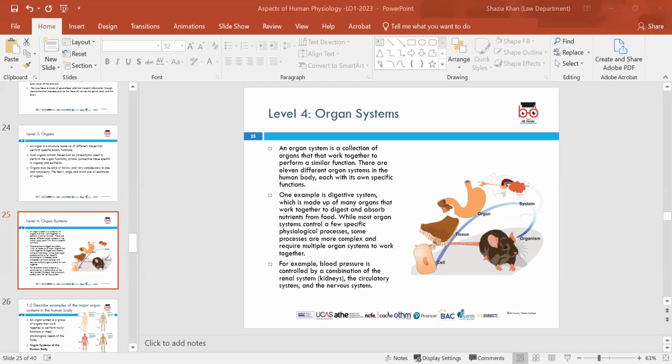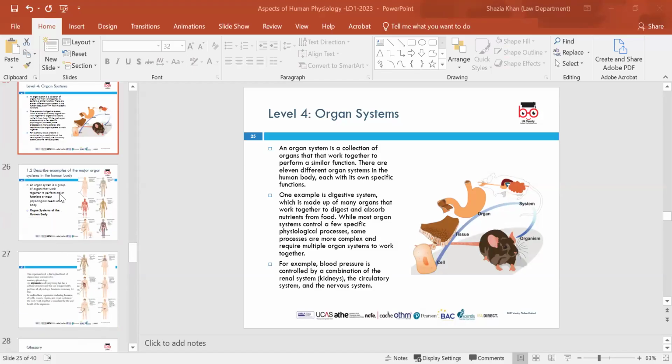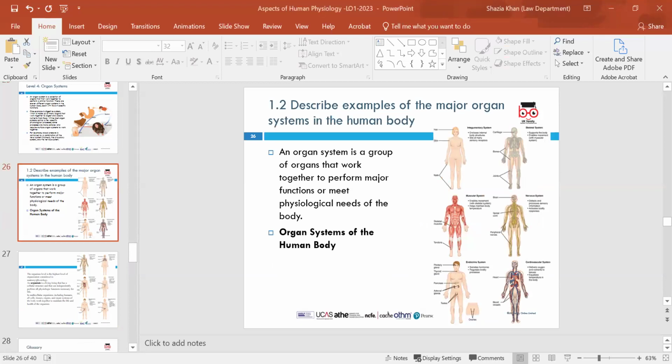For example, the circulatory system and the digestive system work jointly to deliver nutrients through the body. So next one is 1.2, describe the examples of major organ systems in the body.